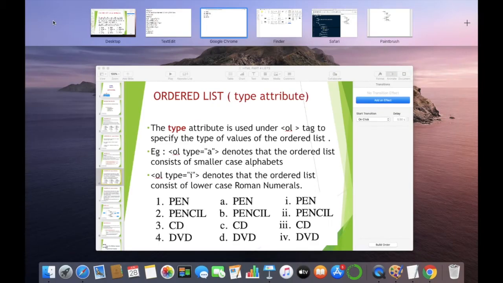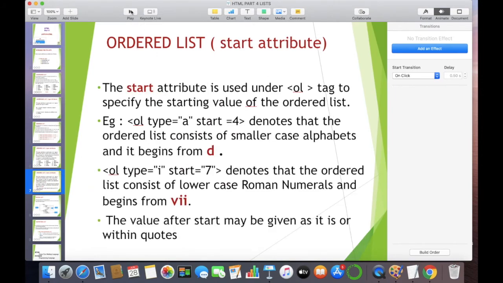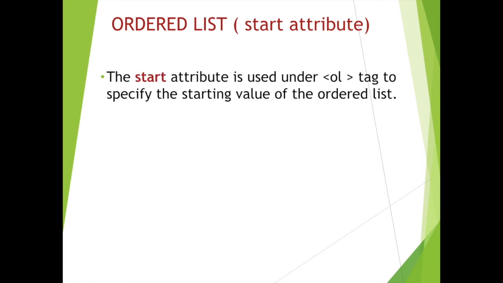I hope the type attribute of the ordered list is clear. Now let's go to another attribute which is specific to the ordered list, which is the start attribute. So what is the start attribute? Whenever we give an ordered list, by default it will start from the first character of the list. That means by default it will start from 1 2 3 4 or A B C D like that.